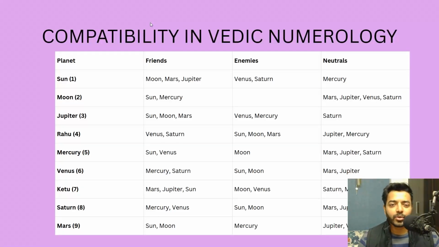So, there are two different ways of understanding compatibility. One is the Indian Vedic astrology way, wherein each planet has a friend, has an enemy. We will not call it enemy, but we will just call it not friend for now, right? So, some planets are good with each other, some planets are not good with each other, and some planets are simply neutral with each other.